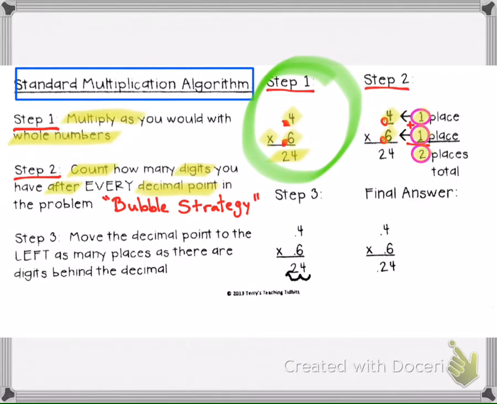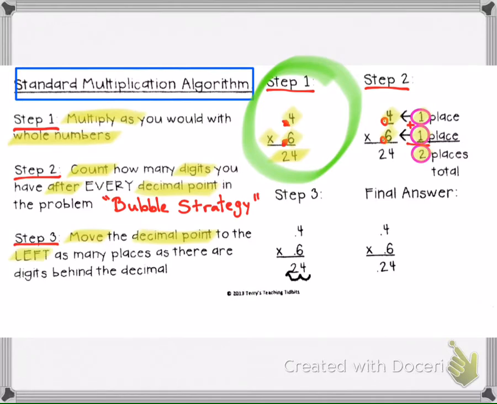So we're done with step 2. That's all we're doing in step 2. Just counting, putting the bubbles and putting numbers inside the bubbles. Pretty easy. All right, step 3. I think this is the easiest one of them all. It's just moving the decimal point to the left.